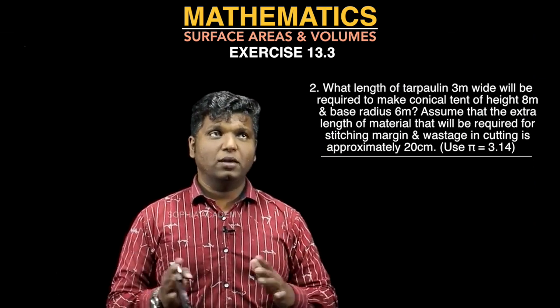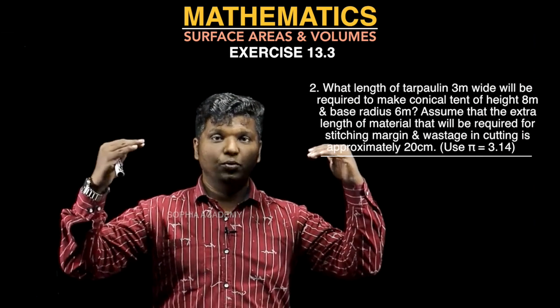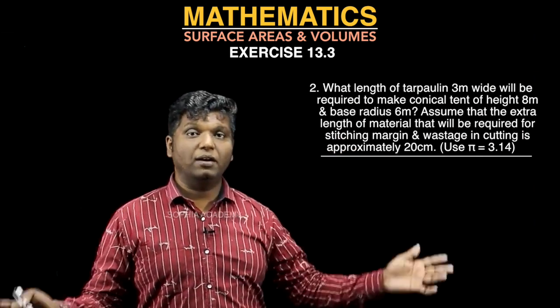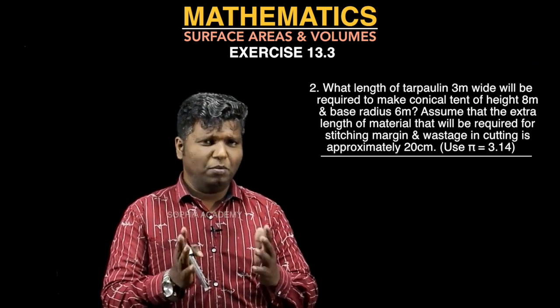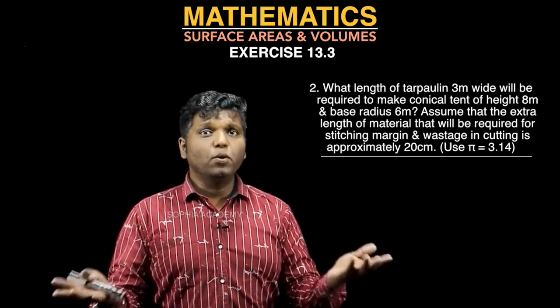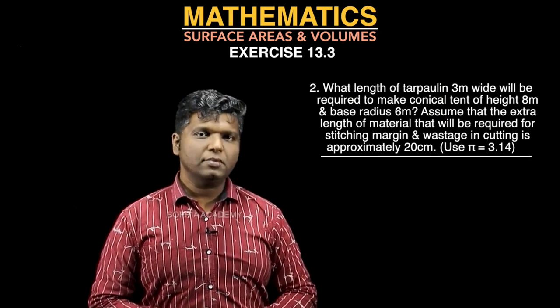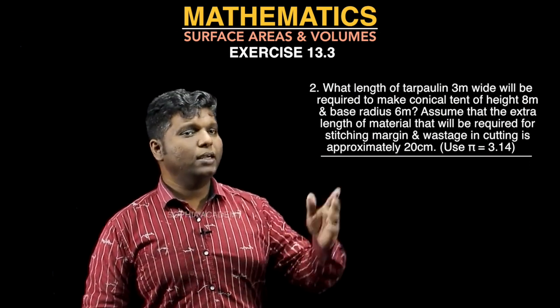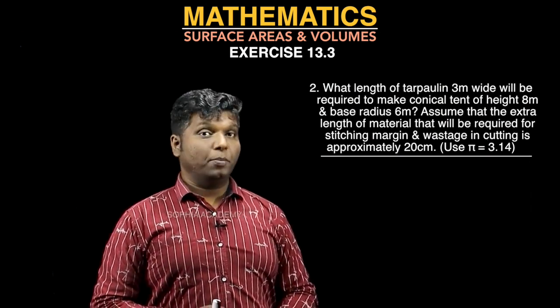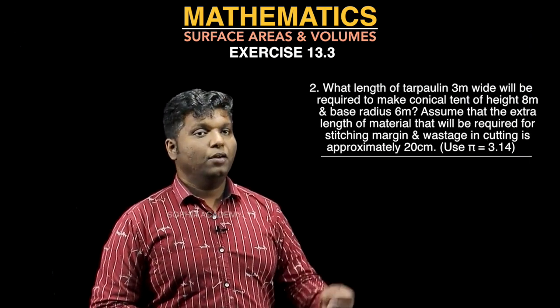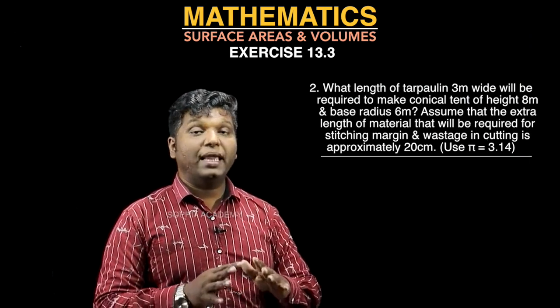Tarpaulin, you know that, right? Tarpaulin is something like a plastic material which we keep on the roof, or use just to cover our bikes and cars. Most probably we can see it in blue color, something like a canvas, right? A hard plastic. That's what we call tarpaulin. So here the length of the tarpaulin is not mentioned actually. The width, I mean the breadth, is given. It's 3 meter. And this is required to make a conical tent.